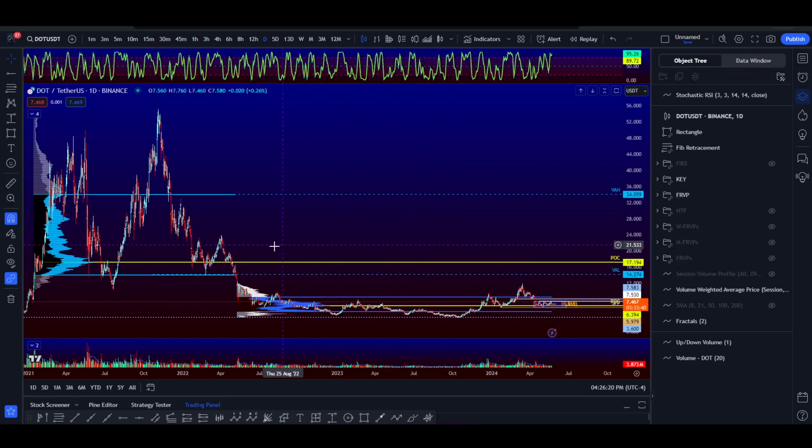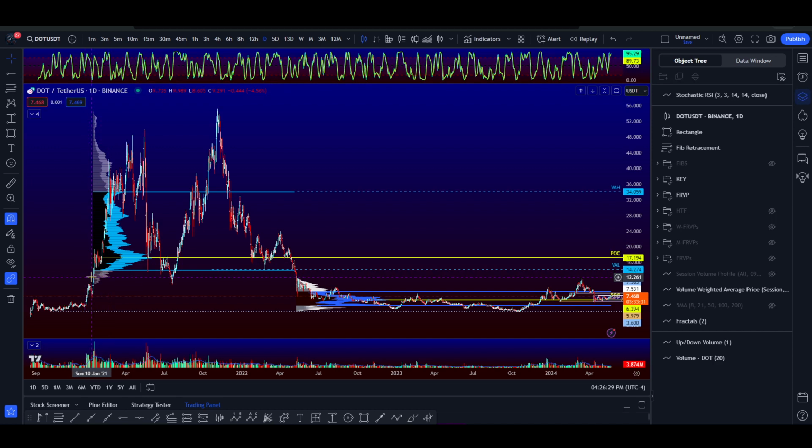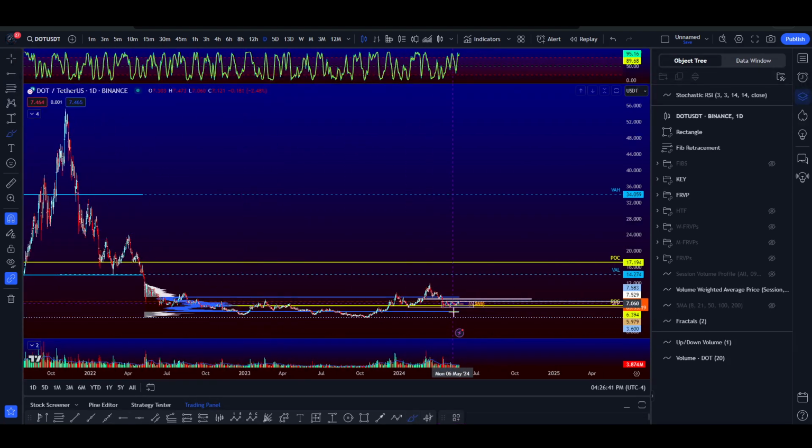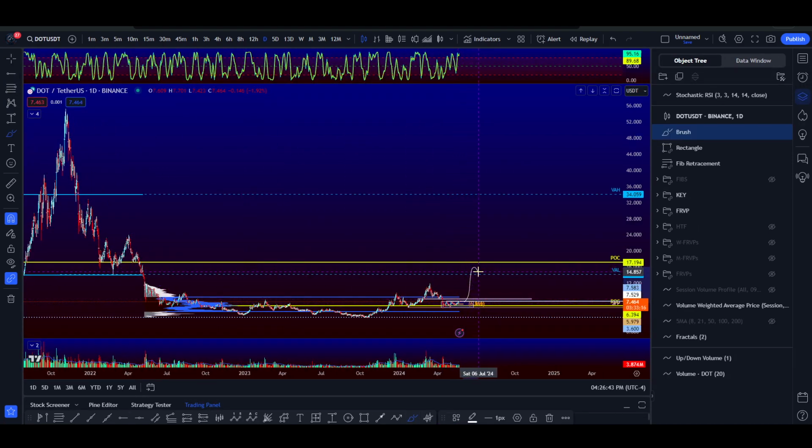Now, if we do manage to do that, then we also have this massive value area from the last bull run, right? So this is the price action just from, as you can see, January 14th, all the way up until May 5th, 2022. So this is the bull run price action. So very important. If we do flip this level into support, we have this massive point of control to pretty much battle with.